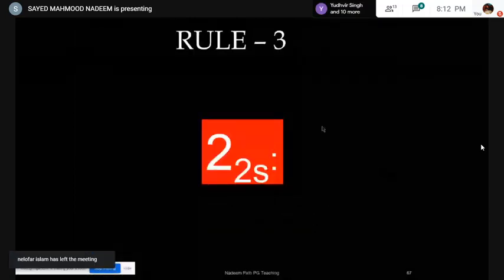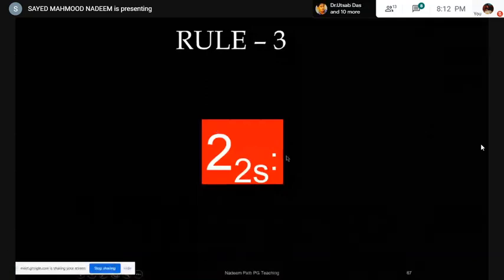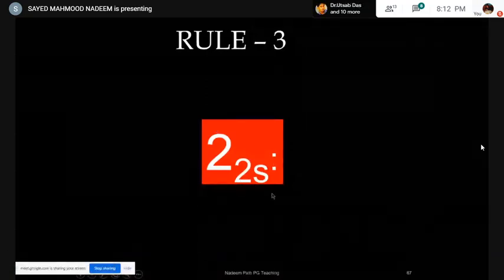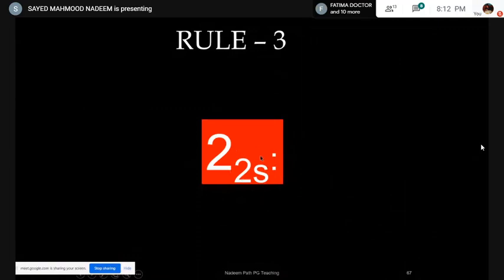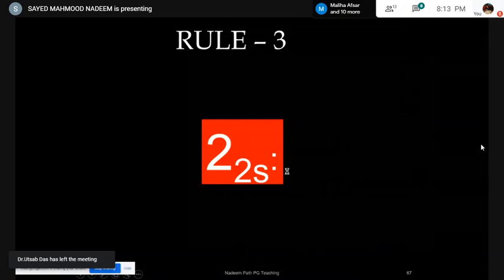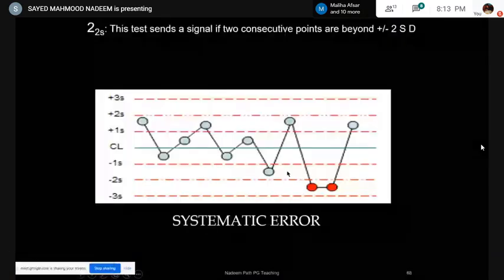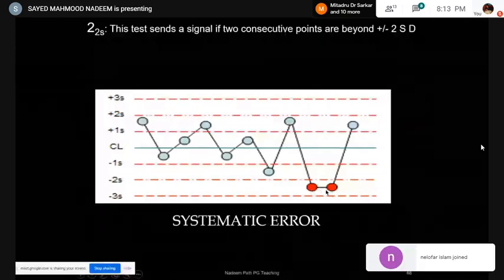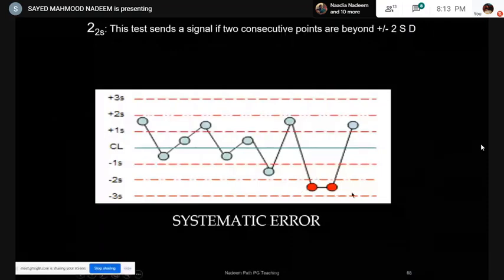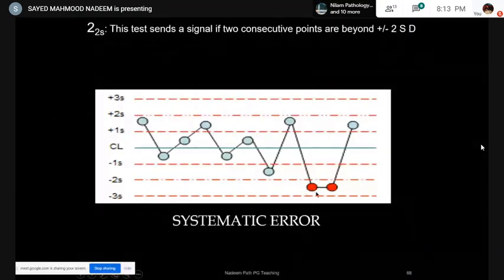We come to the next rule, that is rule 3, which is 2-2S, meaning 2 points have crossed 2 standard deviations. Now you can see here on 2 consecutive days, this control value has shown 2-2S deviation. So there was a 2S here and then another 2S here. Now since there are 2 points on the same side of the mean, remember the rule which I told you earlier, this is a systematic error.